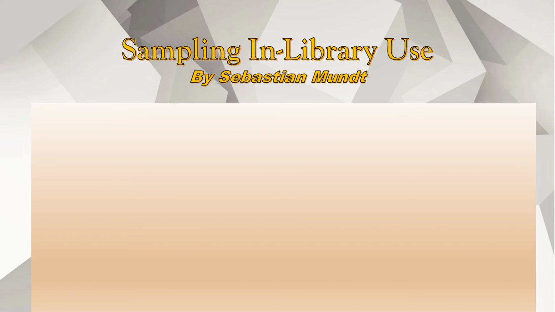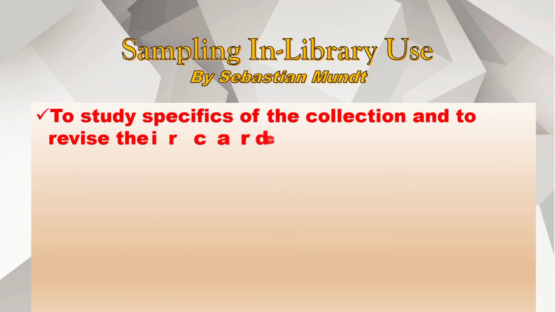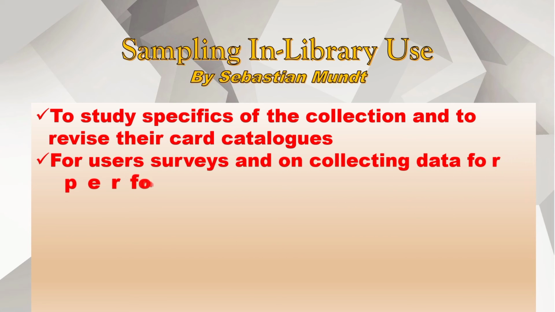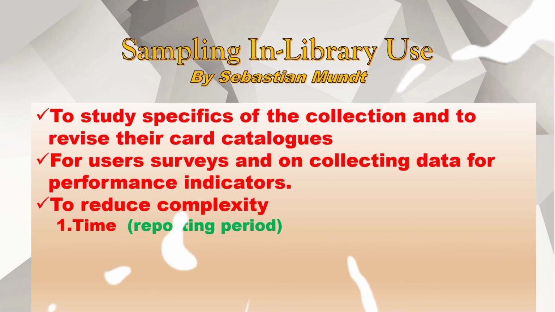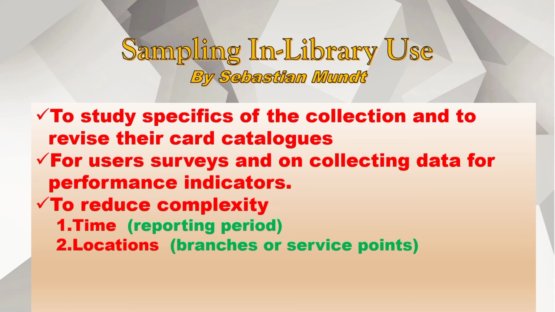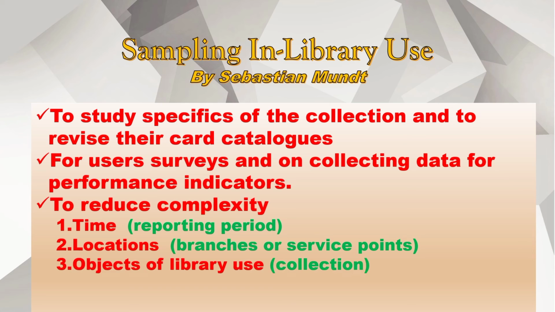Sampling in library use by Sebastian Mundt. Libraries traditionally apply sampling procedures to study specifics of the collection and to revise their card catalogs. More recent applications focus on sampling for user surveys and on collecting data for performance indicators. In general, sampling has been used to reduce complexity by analyzing a subset of the population in question. It can be selective as regards: 1. Time, for example, reporting period. 2. Location, for example, branches or service points. 3. Objects of library use, for example, collection. 4. Subjects of library use, for example, users.